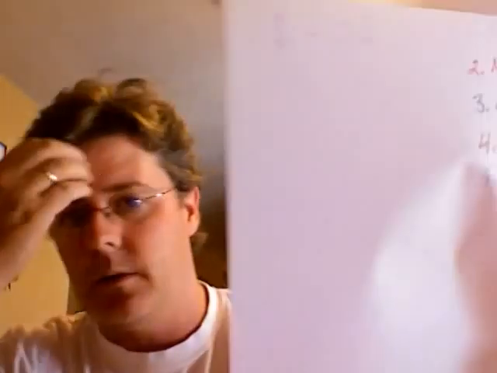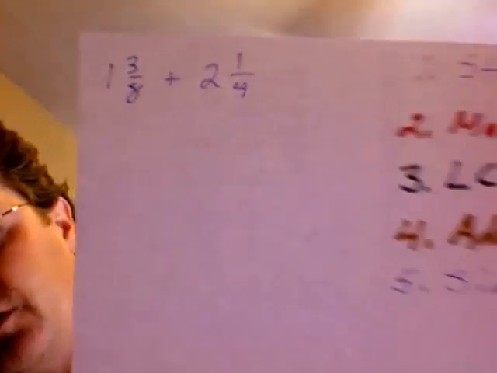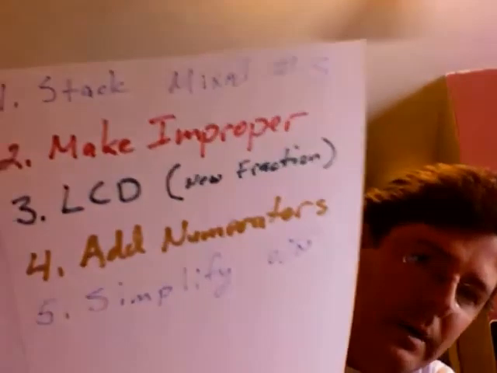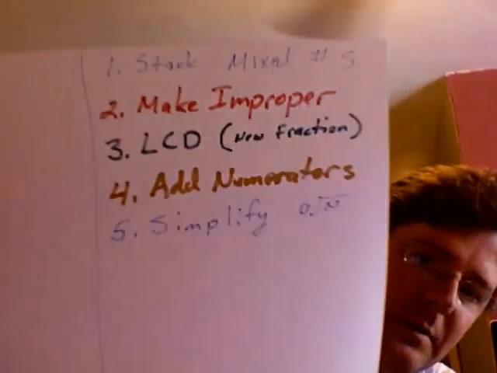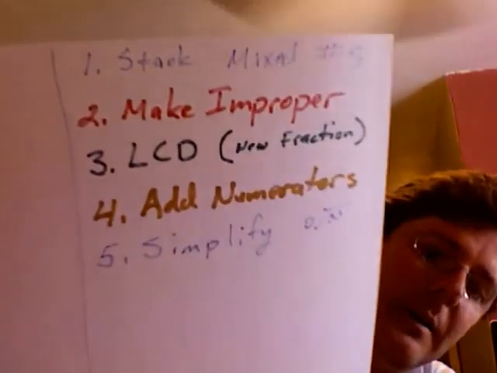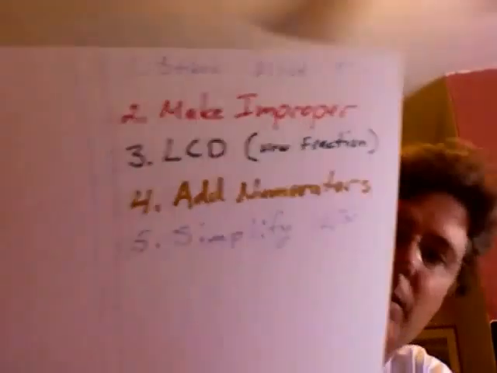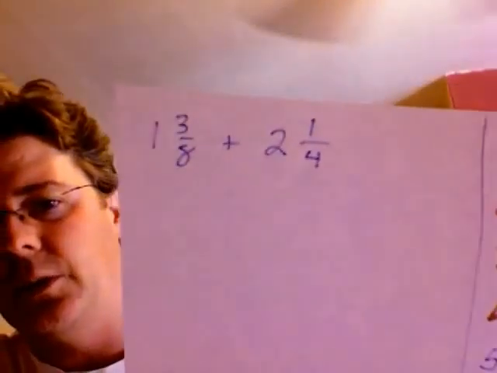Alright. So, what are we going to add? We are going to add 1 3/8 plus 2 1/4. Alright, there's a little preview of what we're going to be doing. We're going to stack our numbers. We're going to make improper fractions out of our mixed numbers. We're going to find the least common denominator. We're going to add the numerators, and we're going to simplify if needed. So, here we go. Again, 1 3/8 plus 2 1/4.